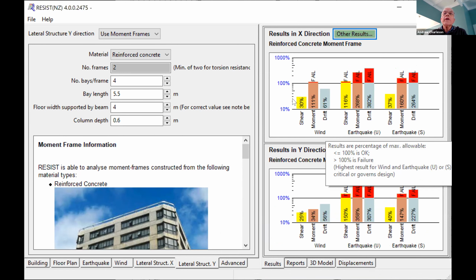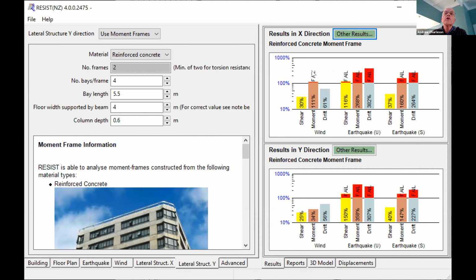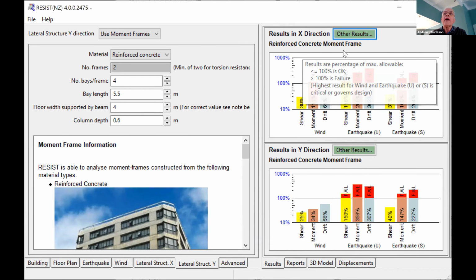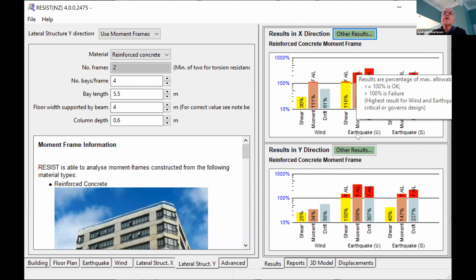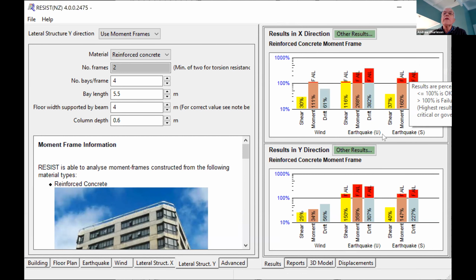So these bar graphs are for the wind load, which we can neglect. This is the results in the X direction for the moment frame. And so this is for the earthquake, the ultimate earthquake. This is for a small earthquake. But I've got to make sure that all my results are less than 100%.